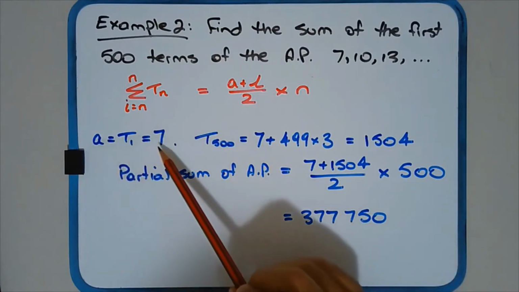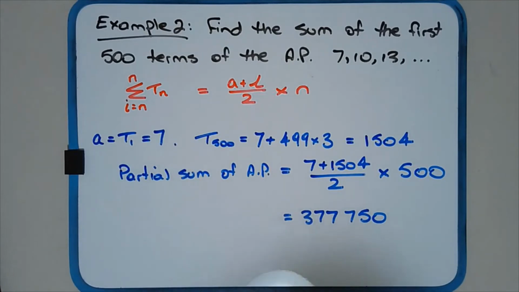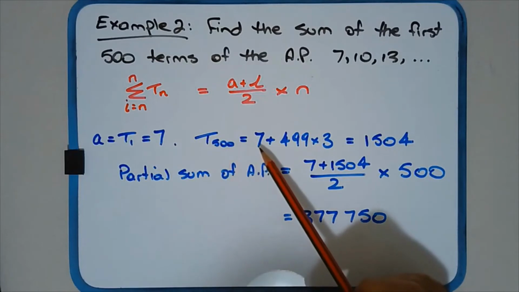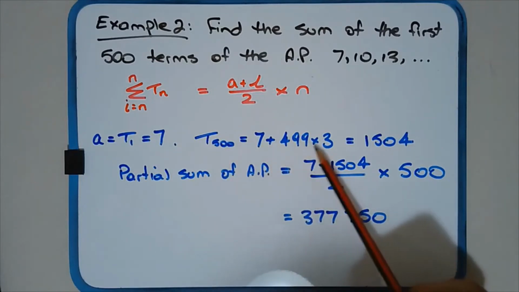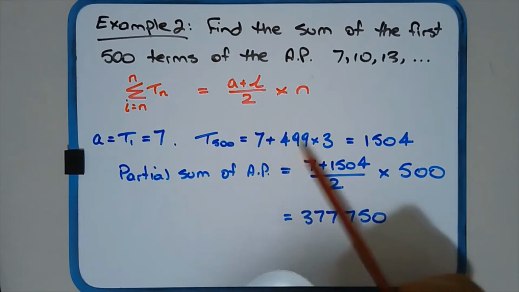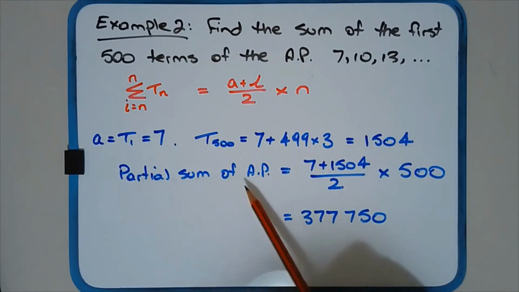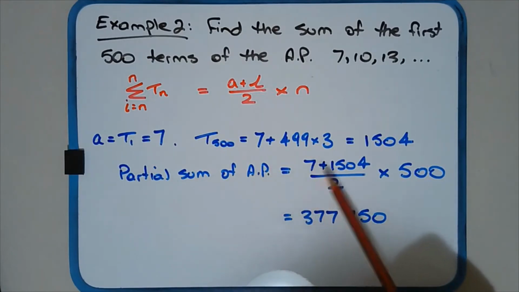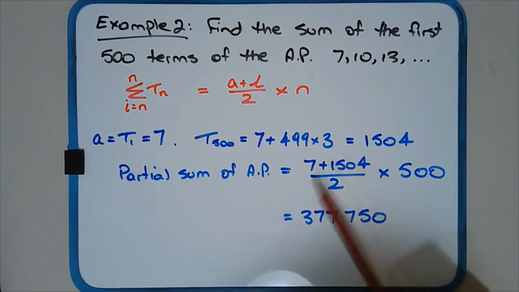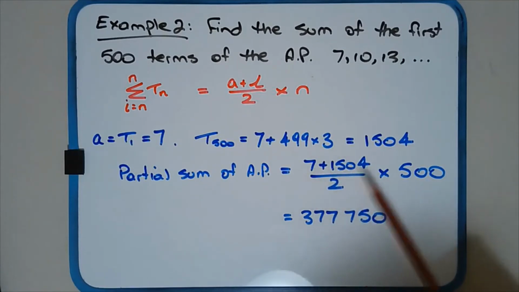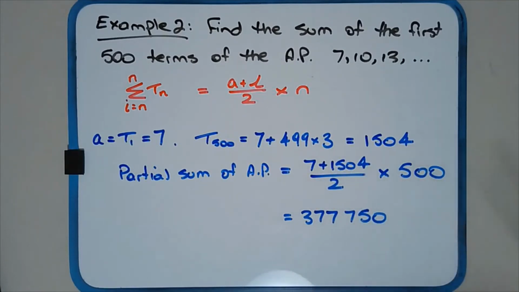So the first term of the sequence is 7. Now the last term of the partial sequence, the 500th term, T500, is equal to 7 plus 499 multiplied by 3, so that's a plus n minus 1 d, and that equals 1504. So the partial sum of the arithmetic progression is equal to 7 plus 1504 divided by 2, so that's the average of the first and last terms, multiplied by 500, because that's the number of terms that we want to add together, the first 500. And that equals 377,750.